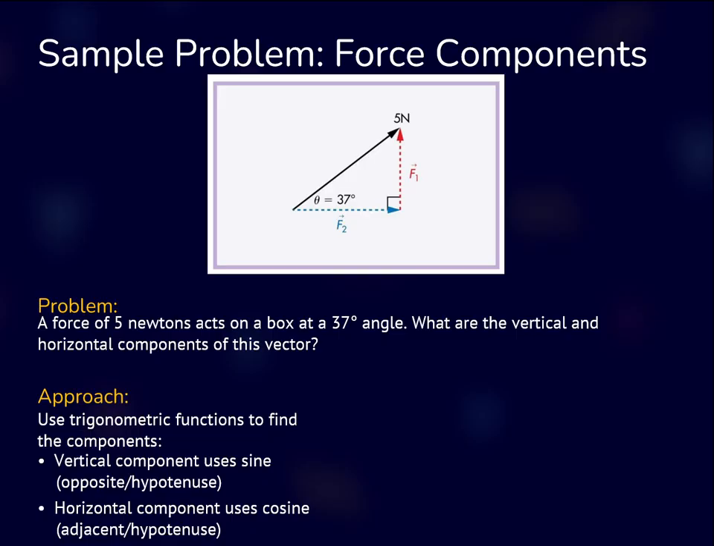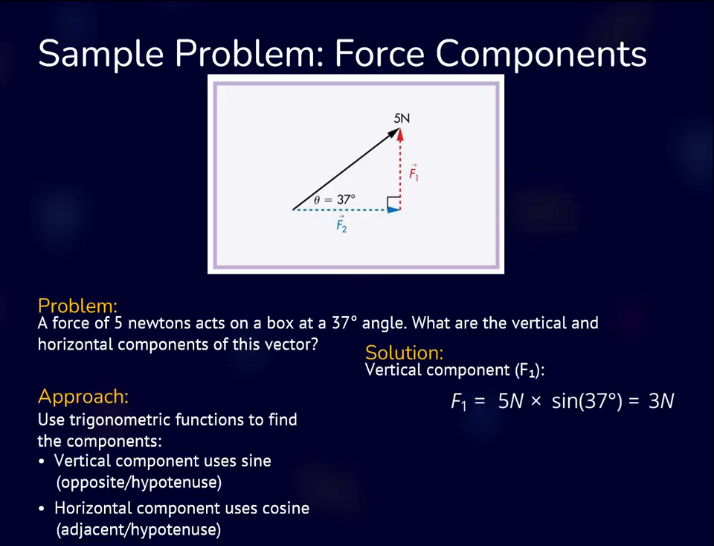Step 1 is to identify the triangle. This is huge. Draw your vector diagrams. Create a triangle. The original 5 newton force is the hypotenuse. The angle of that hypotenuse to the horizontal is 37 degrees. And we need the 2 legs, the components. To find those 2 components, we'll use sine and cosine.